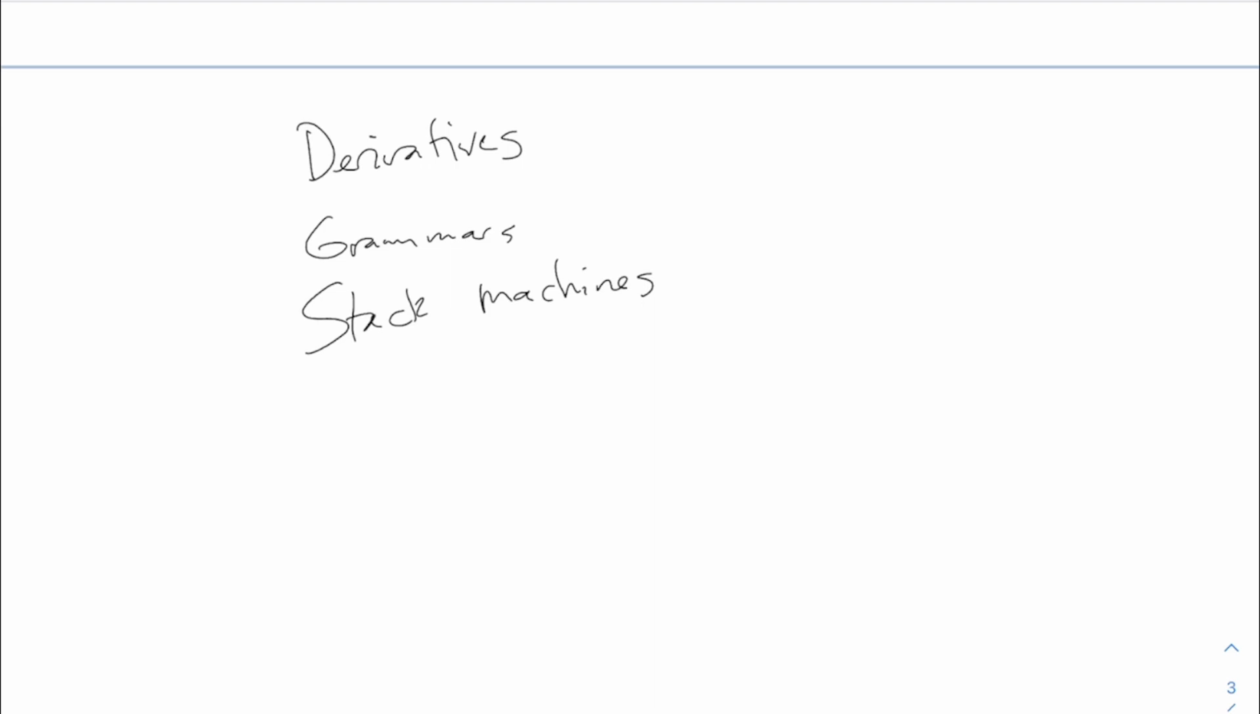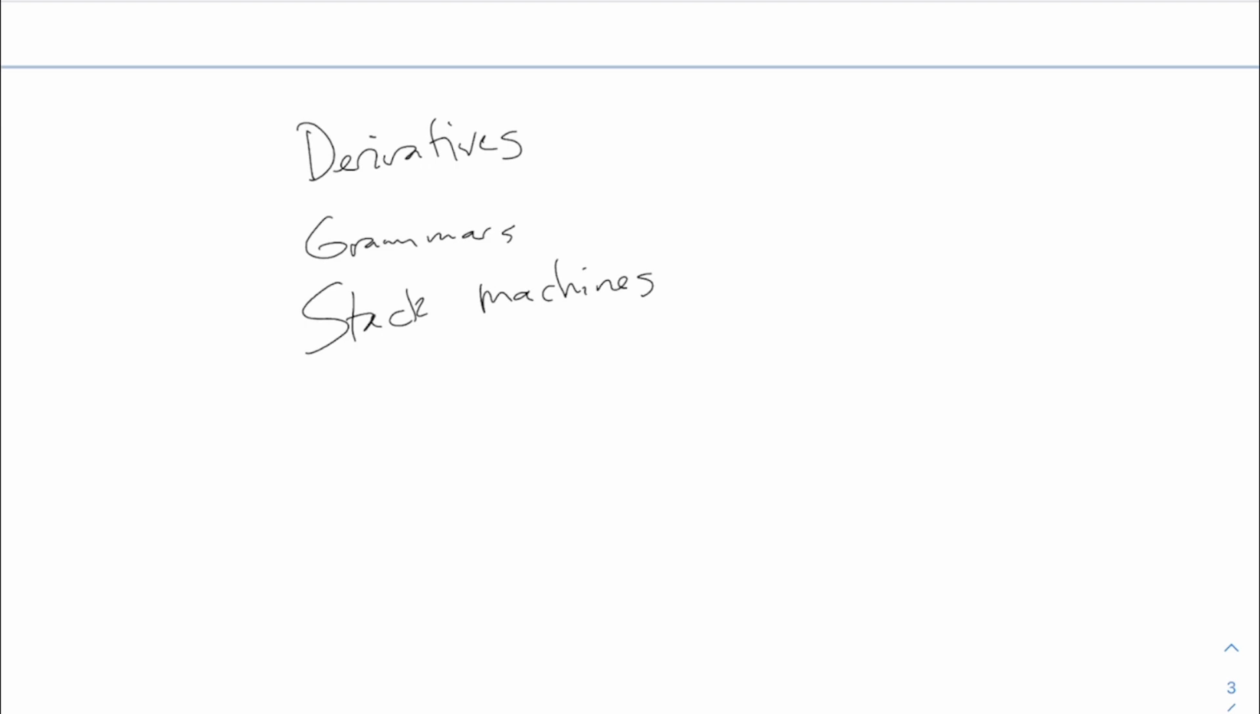Derivatives is kind of like its own thing. You should know how to take the derivative of a set, and then also how to show that a language is not regular using derivatives. The way you do that is you somehow figure out how to take the derivative in many different ways, and then say all these derivatives are different. So there are infinitely many derivatives, so it's not regular.